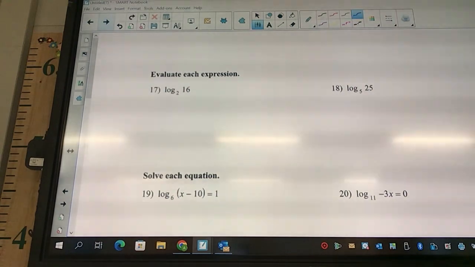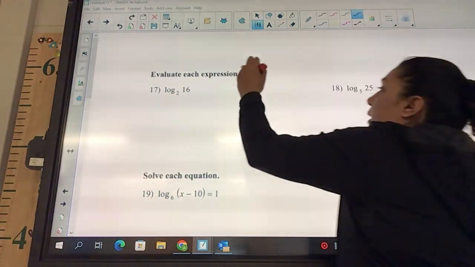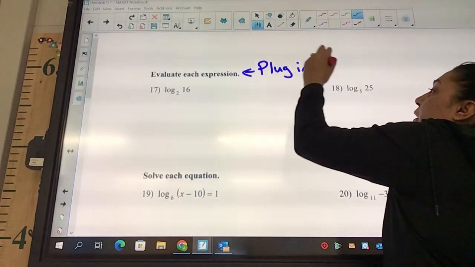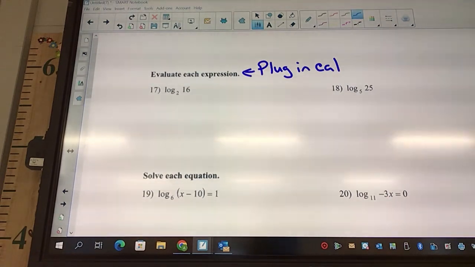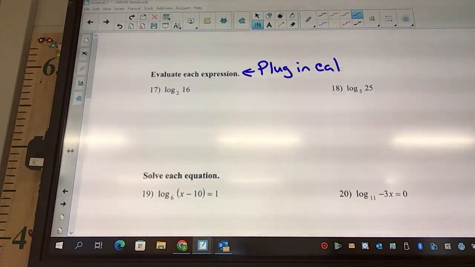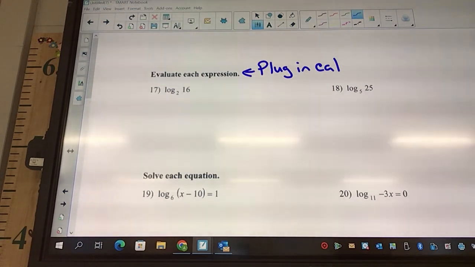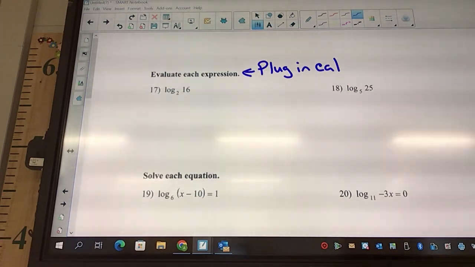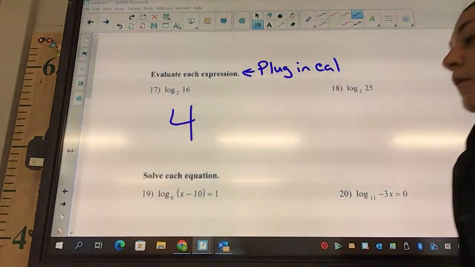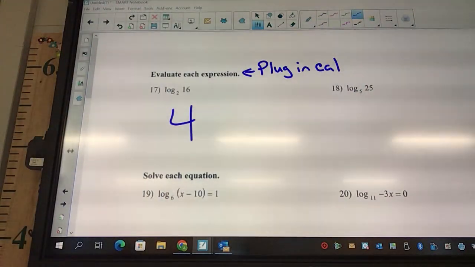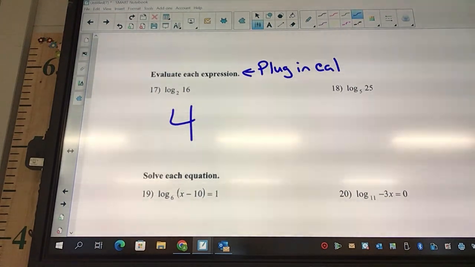Okay, flip it. It says evaluate each expression. This means plug into the calculator. On the calculator, you have a log button with 2 empty boxes. So hit your log button, put the 2 where the 2 goes, and the 16 where the 16 goes. What number did you get? 4. Wait, how do you do it? You gotta find a button. That's the wrong button. So you want this one. See how they got the blank buttons?